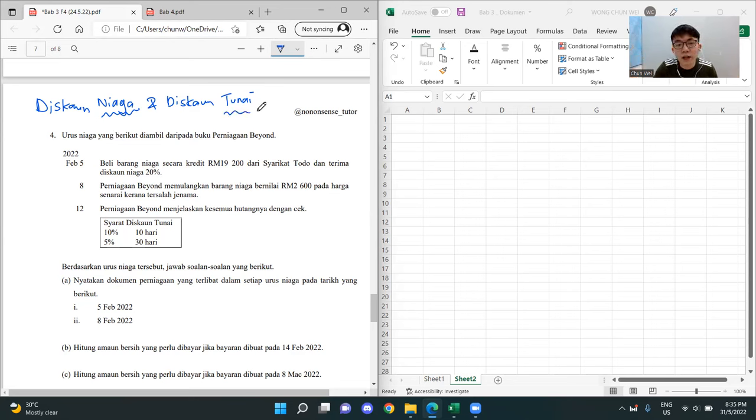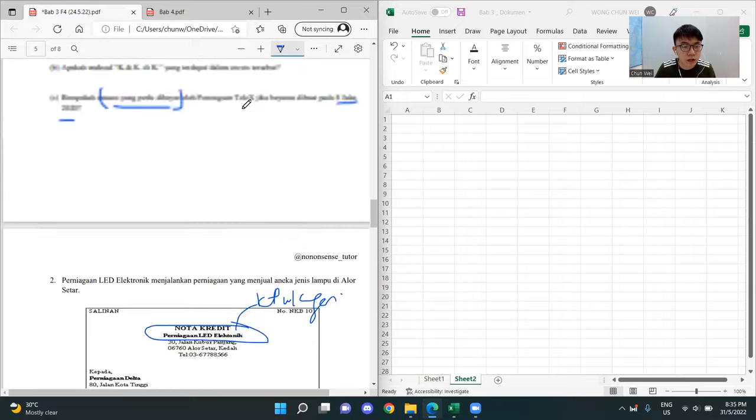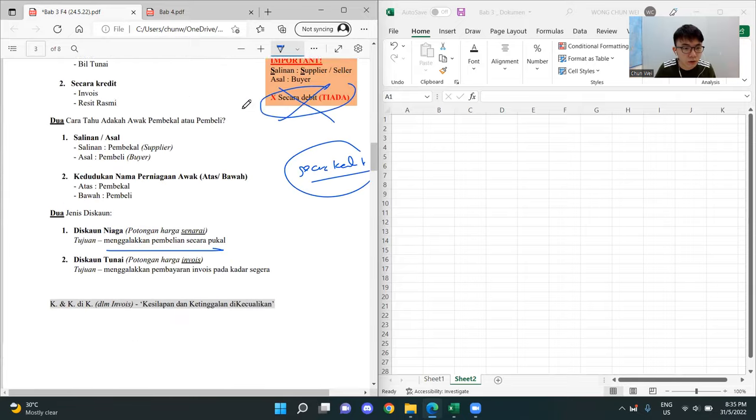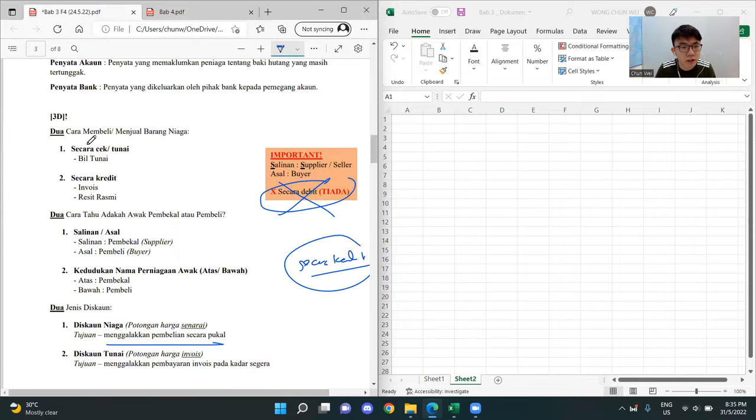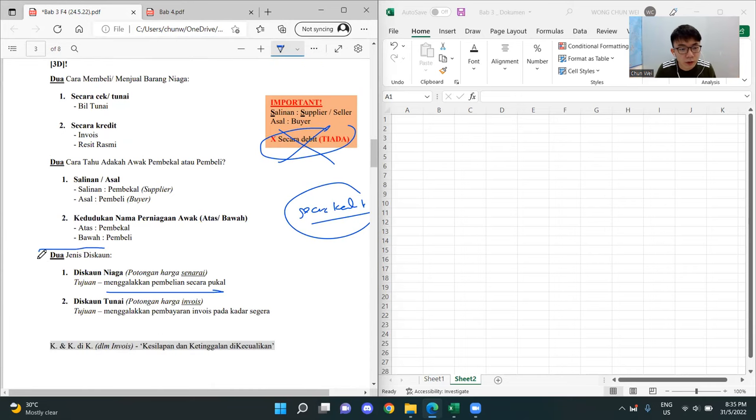And for discount tunai, what is it? To encourage fast payment. Okay, so all the definisi saya sudah bagi kat sini. So for the discount, this is a 3D. So we are looking at this one now, the jenis discount. So discount niaga, menggalakkan pembelian secara pukal. And for discount tunai adalah menggalakkan pembayaran segera. Meaning we encourage the customer to pay faster, fast.